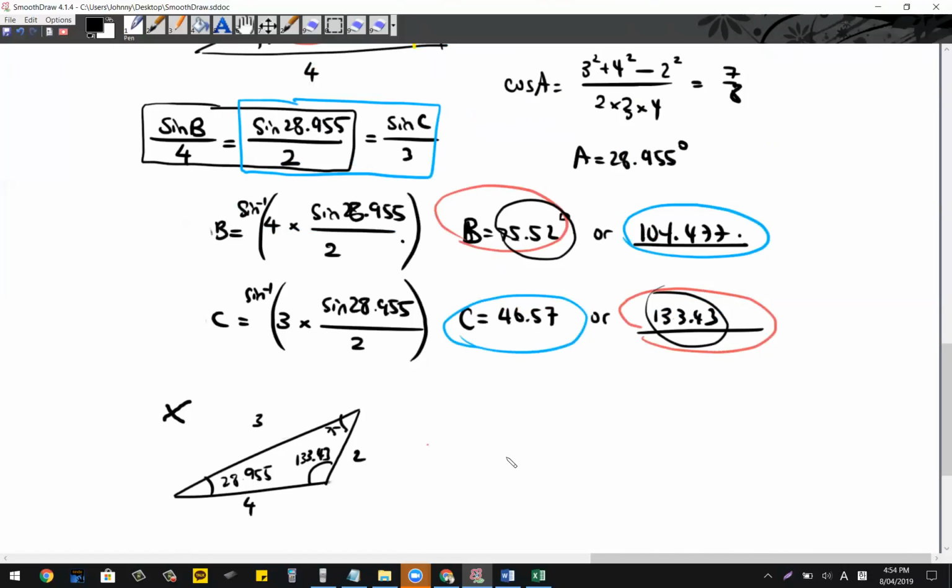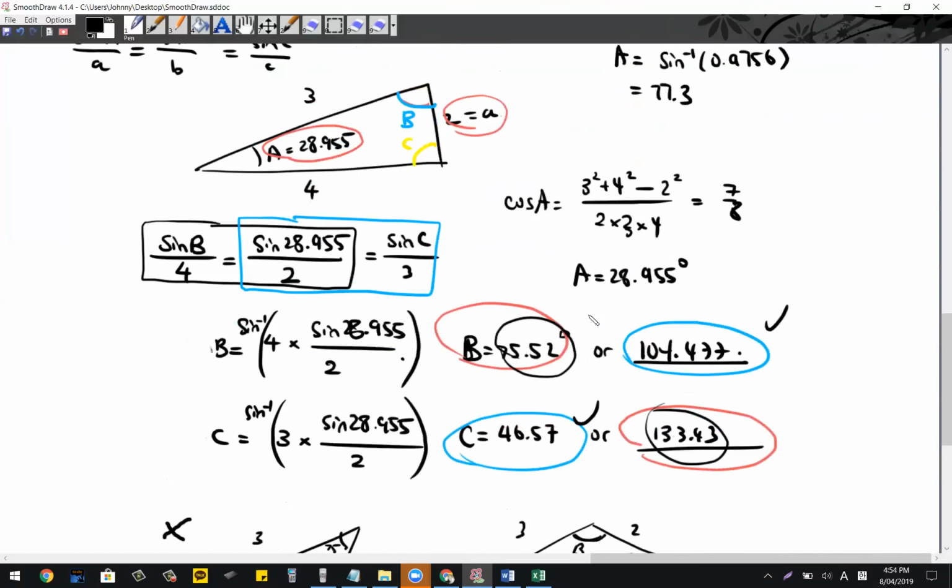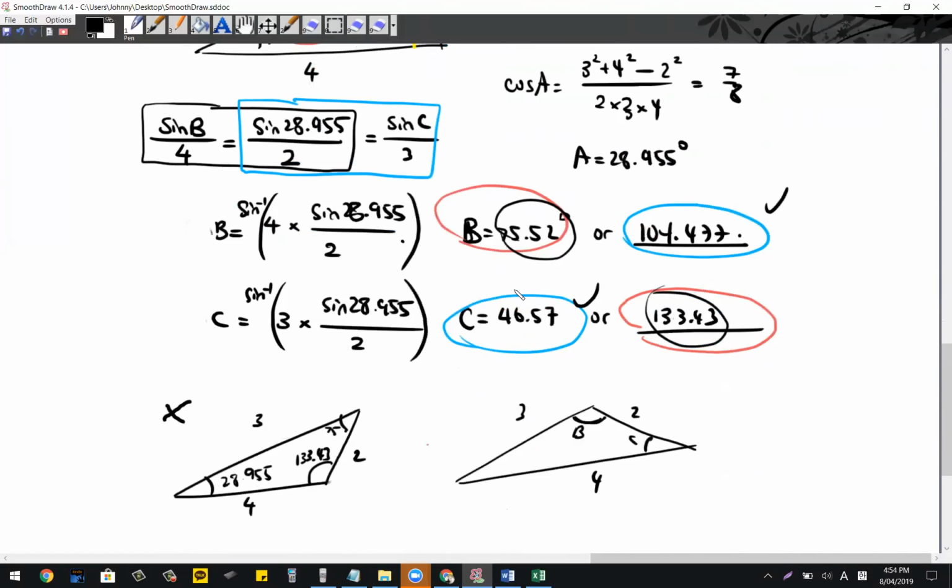But for the blue, if we go for that 3, 4, and that's 2, then you see how naturally that's 4, that's 3. You can see that this is an obtuse angle, which is that one there, that's B. And this is C. So I think this blue one is the correct one. In this case, this was wrong, this was right.